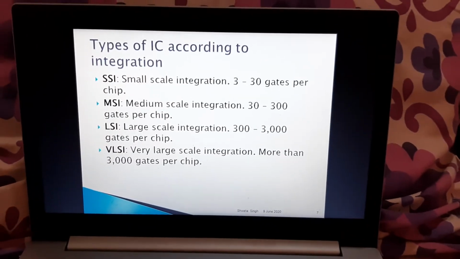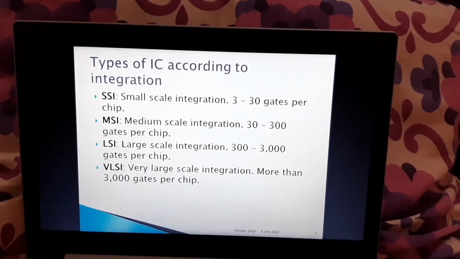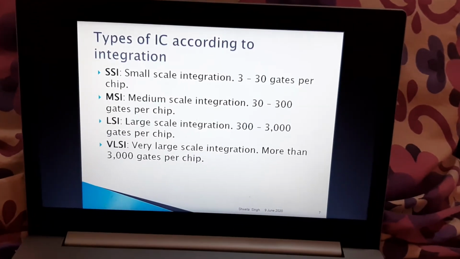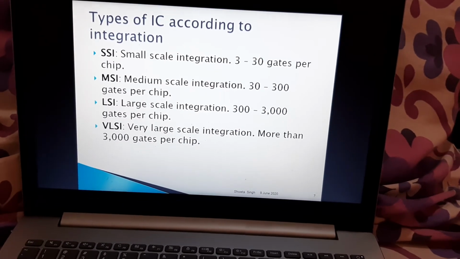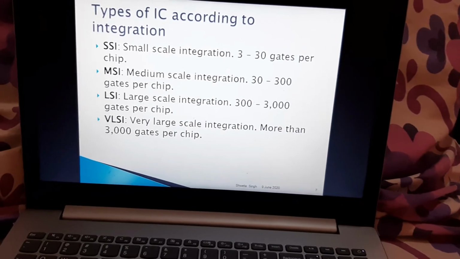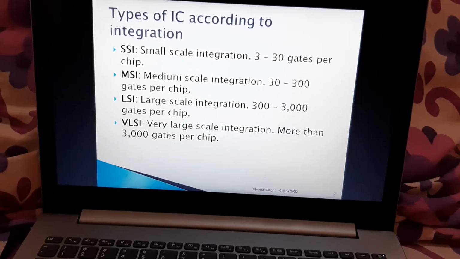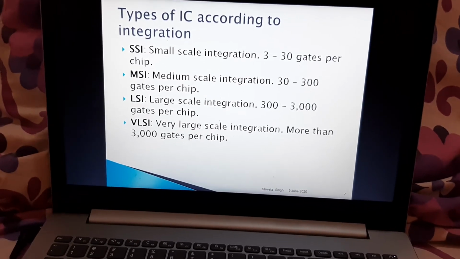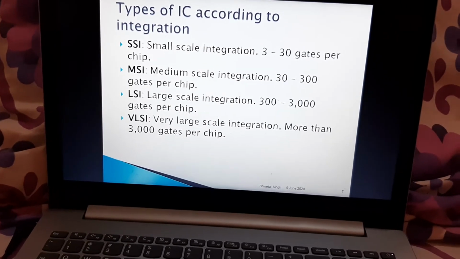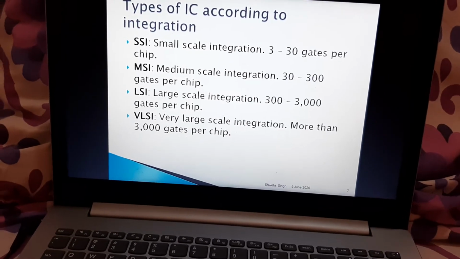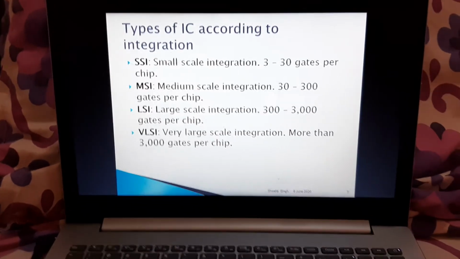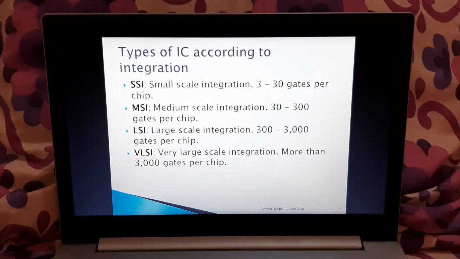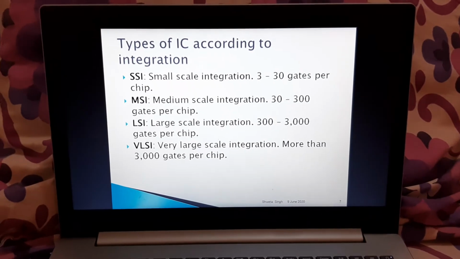Types of IC according to the integration. There is SSI, which is small scale integration, which uses 3 to 30 gates per chip. Second is MSI, medium scale integration, which uses 30 to 300 gates per chip. LSI, large scale integration, uses 300 to 3000 gates per chip. VLSI is very large scale integration. It uses more than 3000 gates per chip. Means 30,000 transistors can be implemented in a single chip.